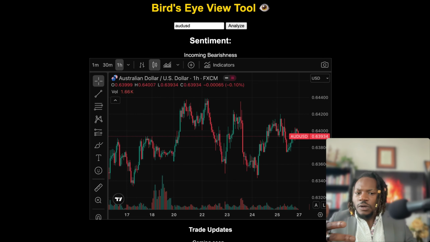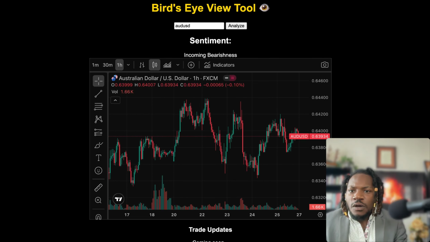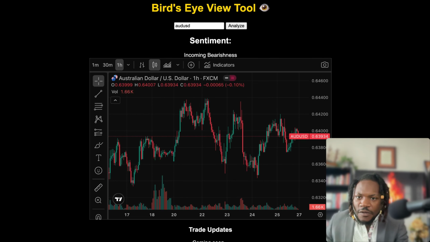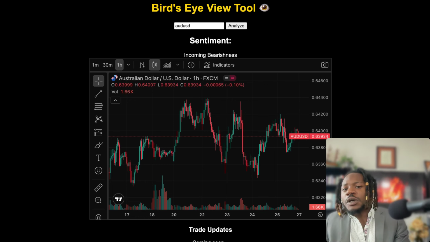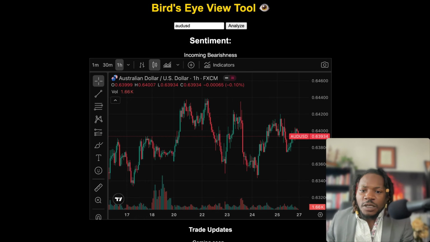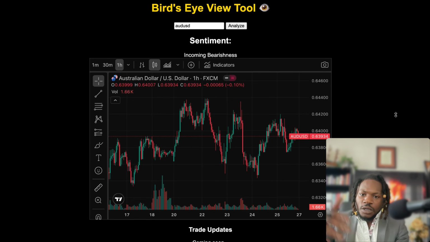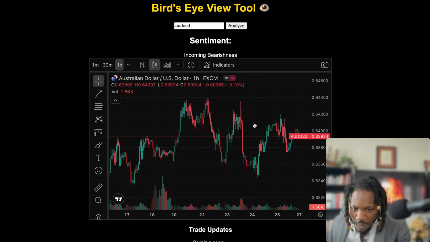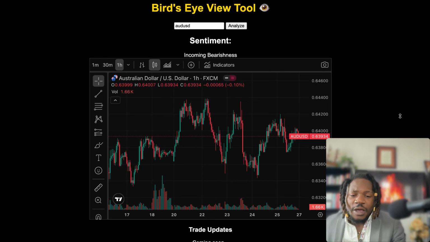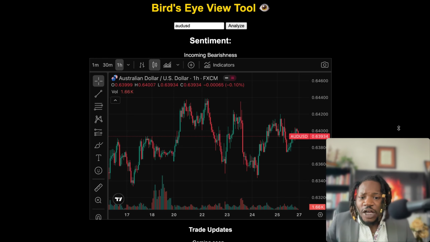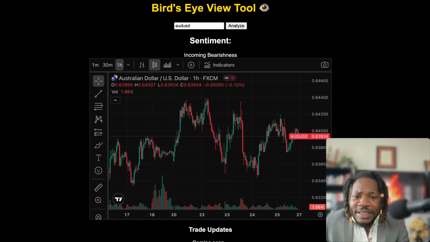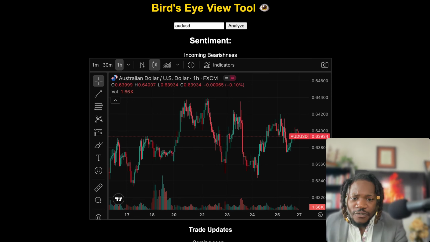AUD's structure is a little bit different. So let's go on the chart and look. We have our tool saying incoming bearishness, which we'd really be expecting, since we're expecting a lower move on the euro. So that's just gonna tell me that we're most likely gonna get this entry that I marked off a while ago.